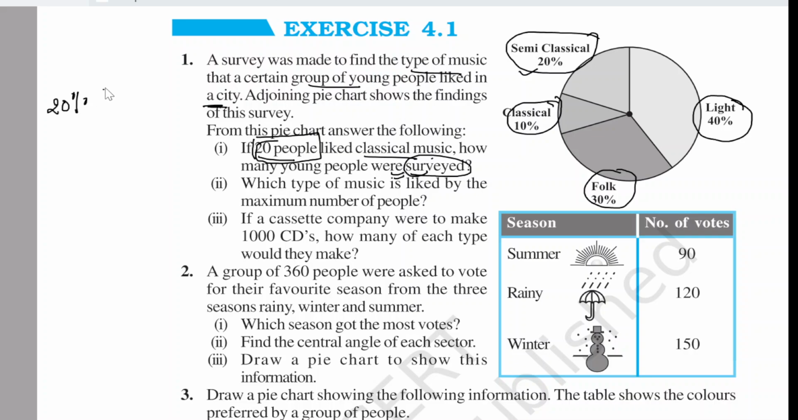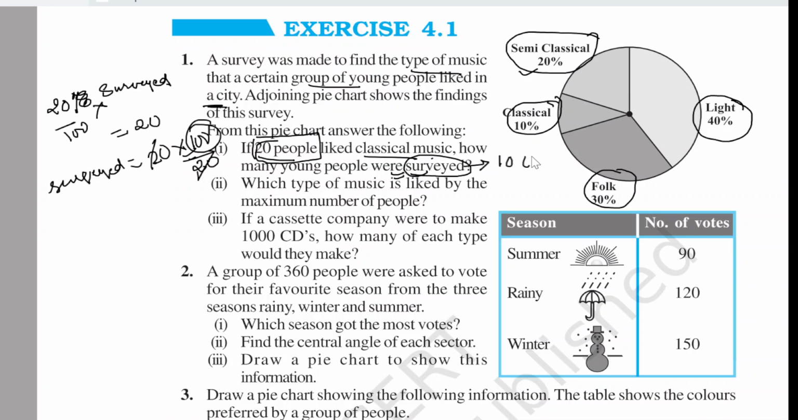So 20% of the whole surveyed people, in numbers, is equal to 20. We can write 20% as 20 by 100. If we take it from LHS to RHS, it will be inverted. So we find the total number of surveyed people is 100. The number of persons surveyed is 100.